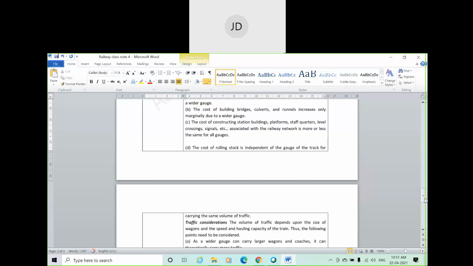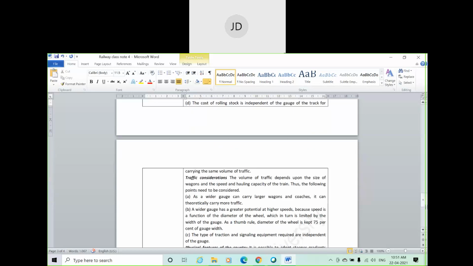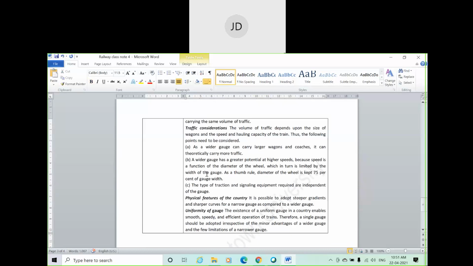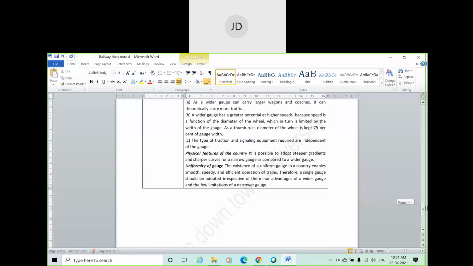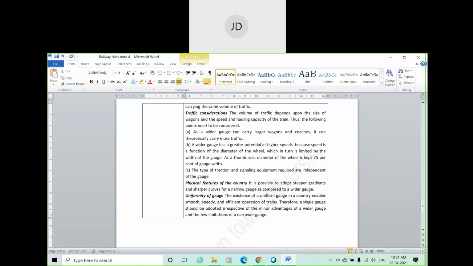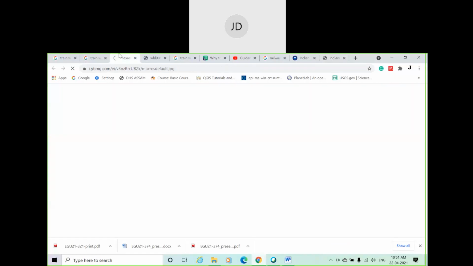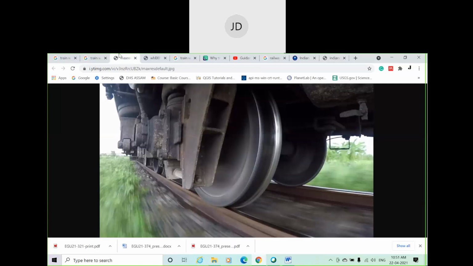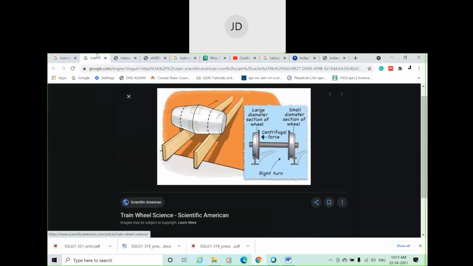In coming classes, the next point of consideration is traffic consideration. You just go through these notes. It is very simple to understand. I'll share these notes in the student portal or even on WhatsApp. Just go through and read them. Till then, I just want to show you something. We're going to discuss this in coming classes.